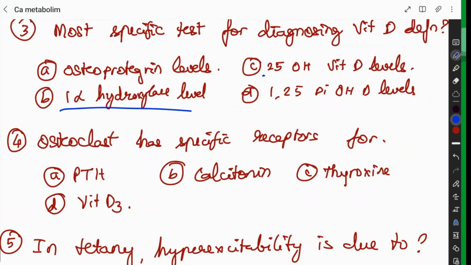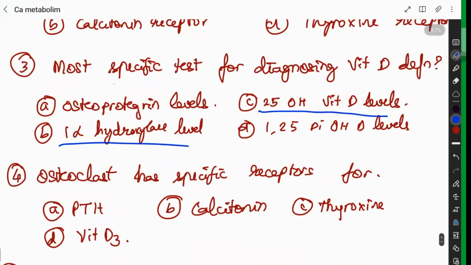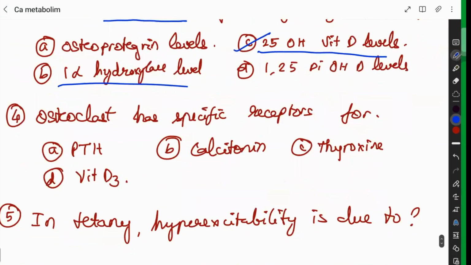Okay, I am getting one more answer. 25 hydroxy vitamin D levels. Yes, 25 hydroxy vitamin D. That is your 25 hydroxylase. That is going to be the enzyme occurring in your liver, isn't it? And whichever enzyme is in the liver is what we use for the test. I told you that is the one we are using for that test. So the most specific test for diagnosing vitamin D deficiency should be a process happening in the liver. The product coming from the liver is 25 hydroxy vitamin D. That is the answer. Then finally, osteoclast has specific receptors. Which receptor is on the osteoclast?